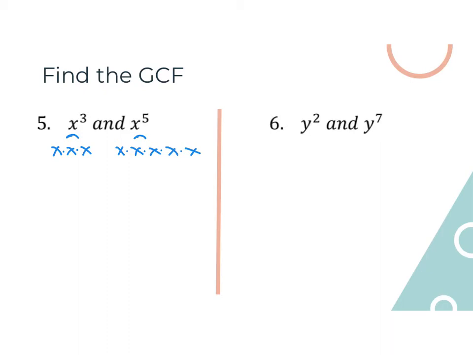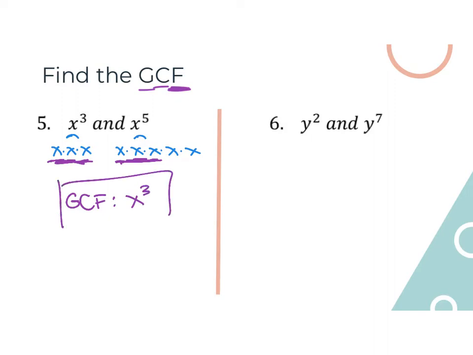And I need to see how many factors they have in common, because again, I'm looking for the greatest common factor. So the things that they have in common, I see 1 factor of x, I see another factor of x, and I see another factor of x. They have 3 factors of x in common. Now, I can't go to the 4th or the 5th because the one over here on the left doesn't have a 4th and 5th. But both of them have 3. So my GCF here is x raised to the 3rd power, which also coincidentally happens to be the variable with the lower exponent.